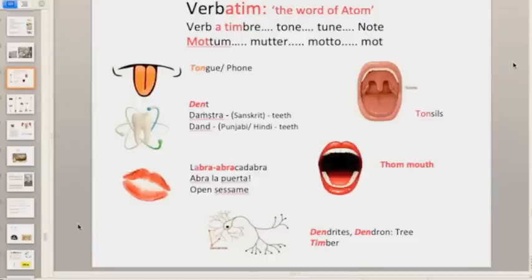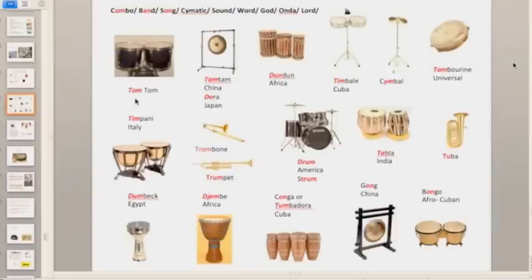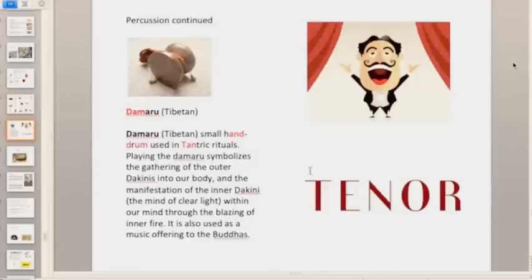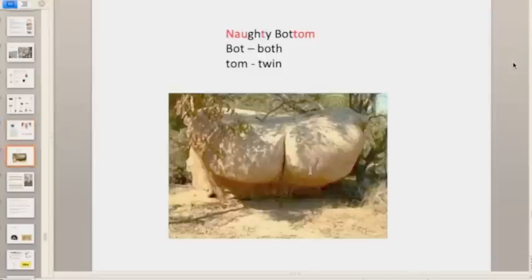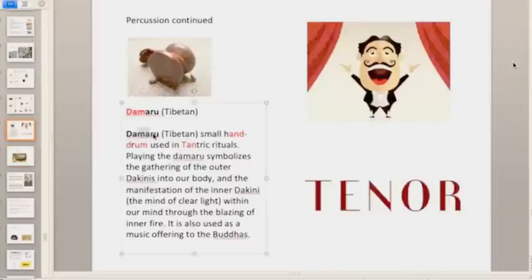See, look at all these instruments that have atom in them: tom tom, tam tam, dandan, timbali, cymbal, tambourine, timpani, trombone, dumbek, djembe, drum. Trumpet. Oh, the list goes on and on. Tenor, to sing, ten. Wow. Oh, look at this one, damaru. Maru, we learned, means what? Circle, in Japanese.